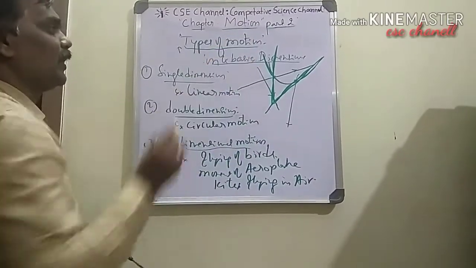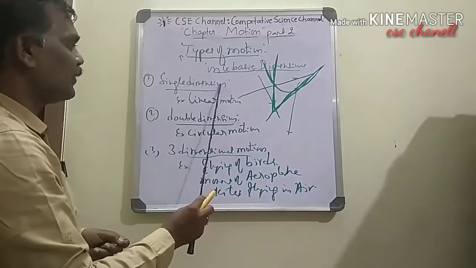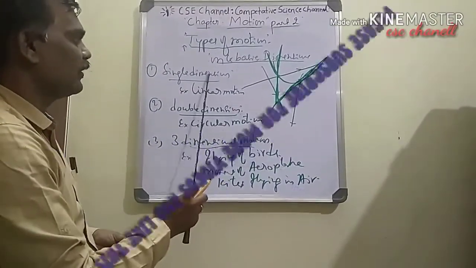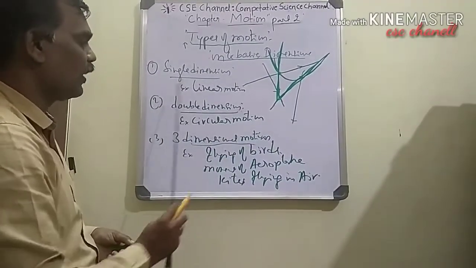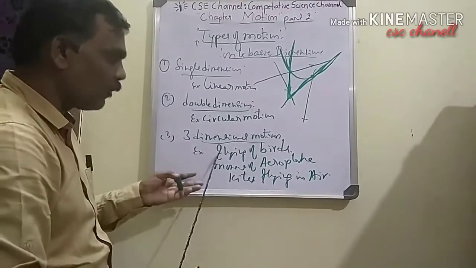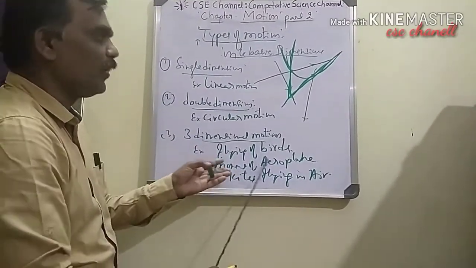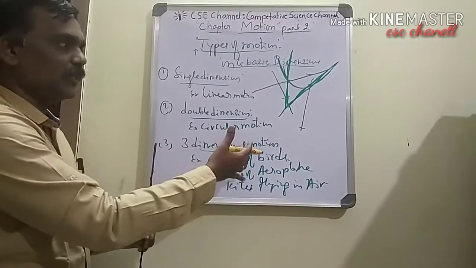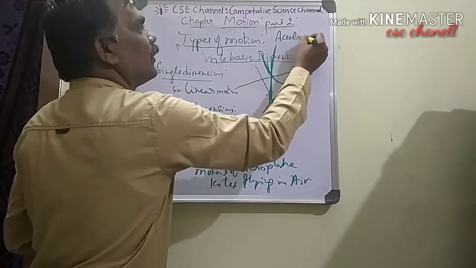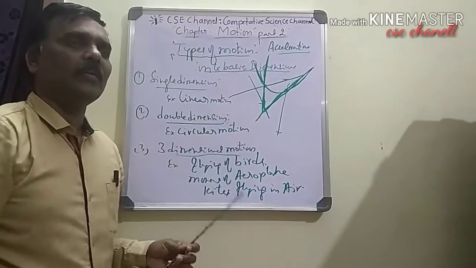So motion can be represented in three types on the basis of dimension: single dimension, double dimension, three dimension. Single dimension or monodimension is linear motion. Double dimension is circular motion. Three-dimensional motion, for example, flying of birds, flying of kites in the air, movement of an aeroplane. Next, we are going to discuss acceleration and its problems in part 3.